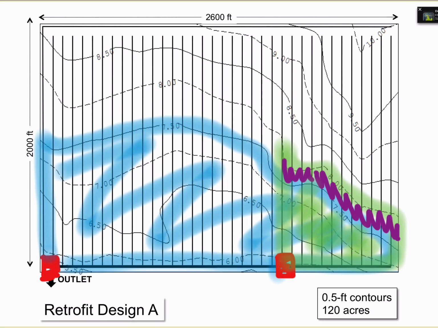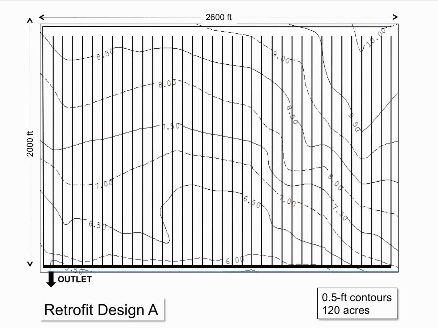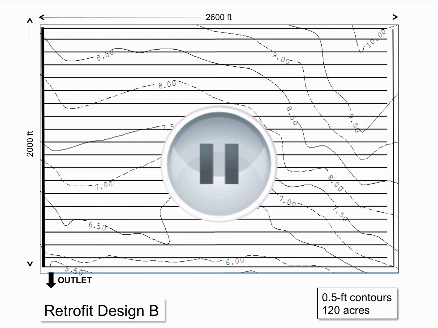So let's go ahead to the next handout then, and then I would like to have you hit pause again and consider this second field for your next hands-on exercise. Here we have the same field, but now the drainage system is oriented in the opposite direction.